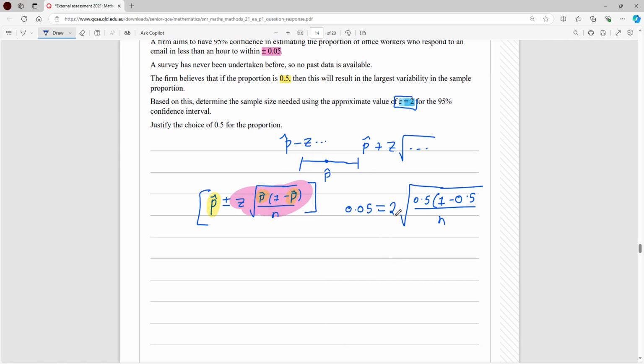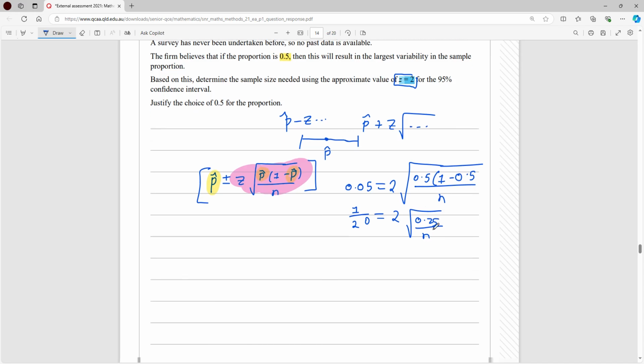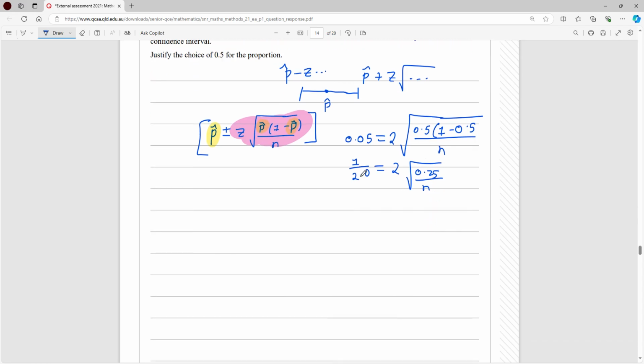So here you have to times it by 2. We can recognize 0.05 is 1 over 20, and we also have 2 here. Now you can also look up here, 0.5, 1 minus 0.5 is 0.5. So you have 0.5 times 0.5, so that's going to be 0.25 in there, which will be a quarter, okay? So if I move the 2 across, I need to divide by 2. So here that's going to be 1 over 40 now, okay?